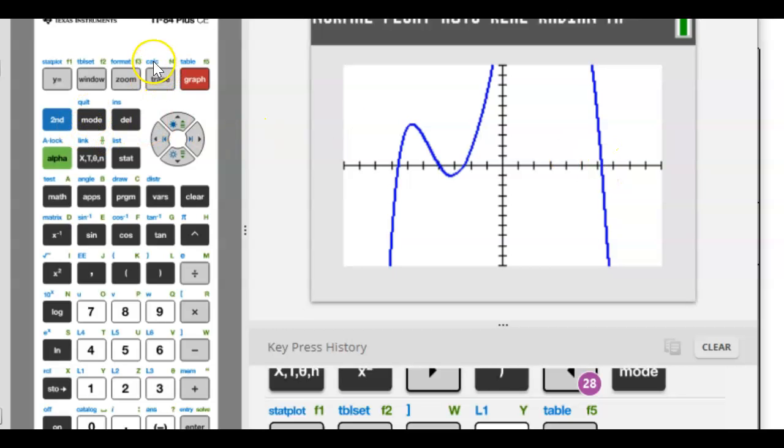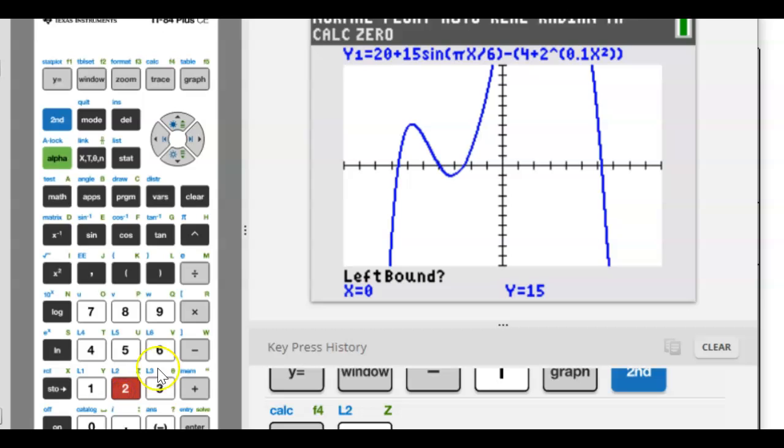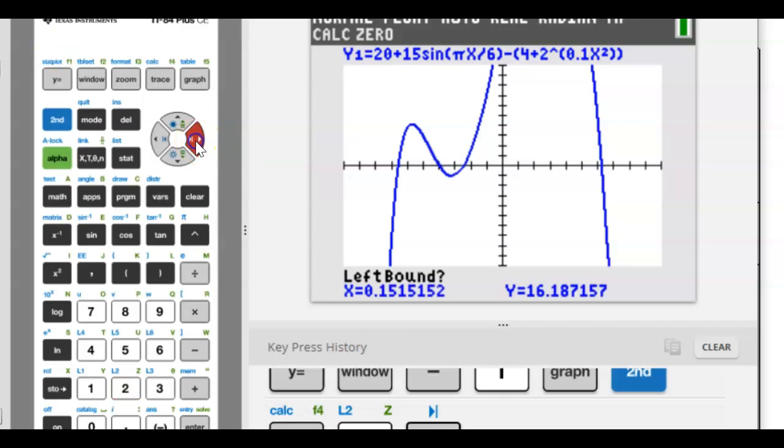So we're going to use the calculate feature. So second, trace, and we want to find the zero. So type in 2 or move it down to 2. It's going to say left bound. Remember, we think it crosses here. So you're going to move your cursor to the left, and we're going to use the left and right arrows.